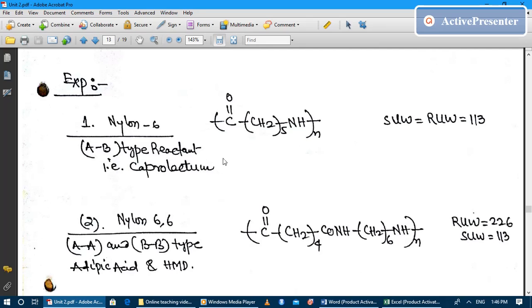Okay, so this is the formula of the repeating unit for nylon 6. Here you can see the polyamide group, NHCO. NHCO is present in this formula. So this is the polyamide and termed nylon 6. So the structural unit weight, if you calculate the molecular weight of this repeating unit, is exactly equal to the repeating unit weight, which is 113.